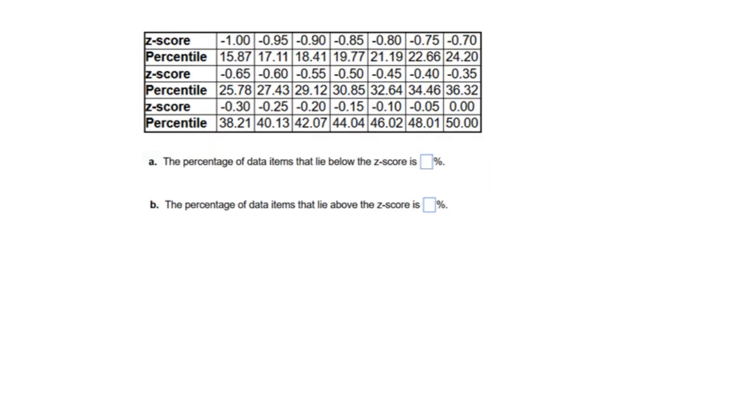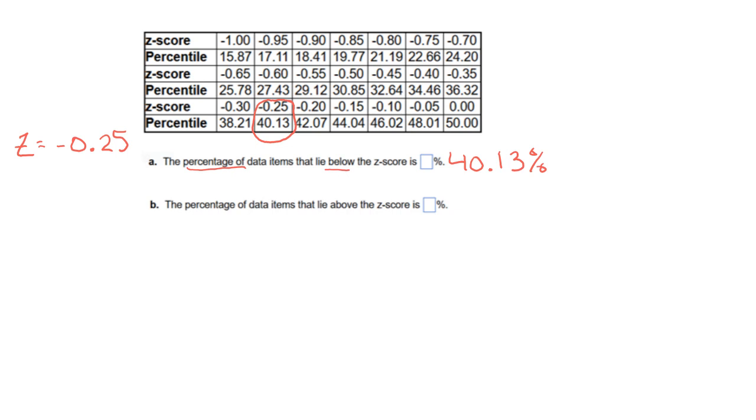So for this problem, we are going to use a z-score of negative 0.25. And we'll answer the question, the percentage of data items that lie below the z-score of negative 0.25. So we'll go locate the z-score and go ahead and circle around the matching or corresponding percentile. And you can see that the percentage that lies below will be 40.13%. Again, this is the percentage below the z-score.